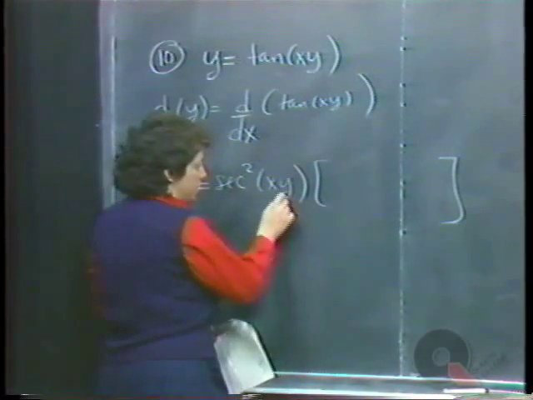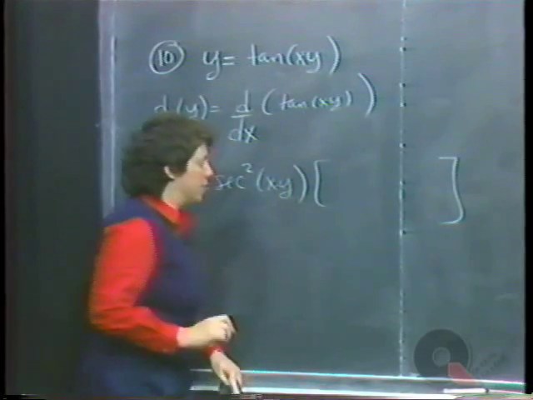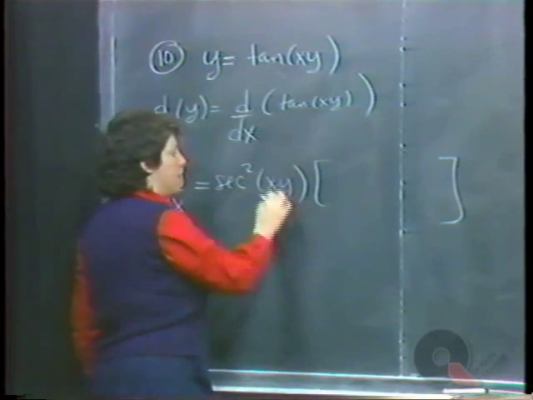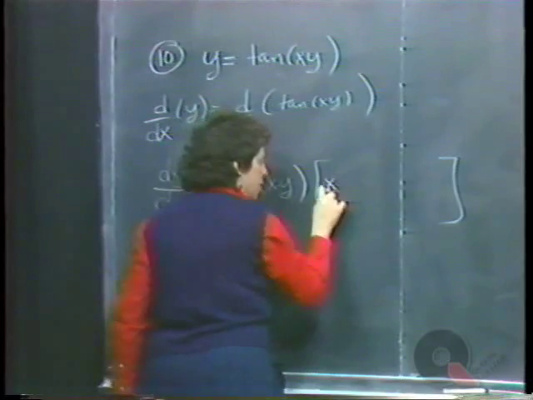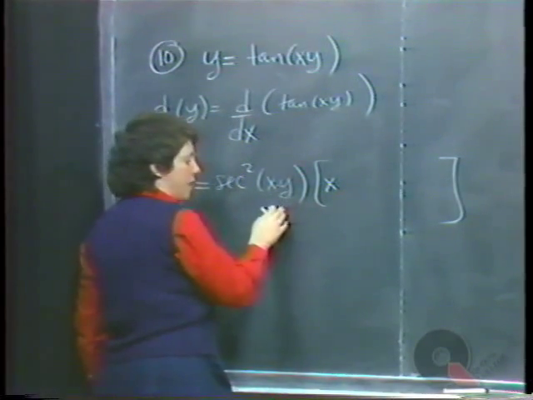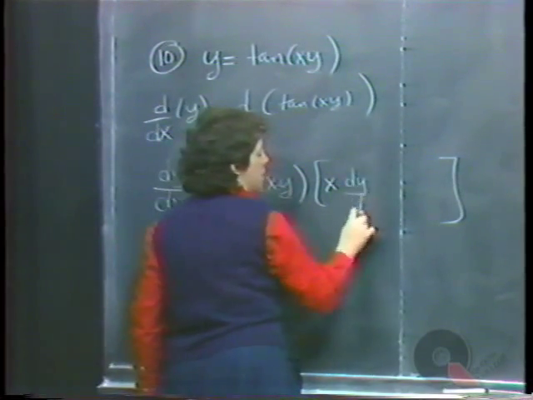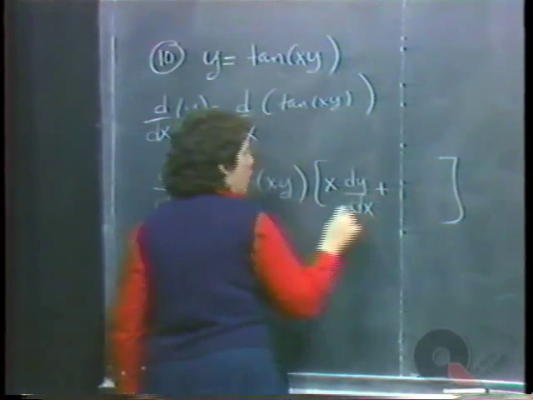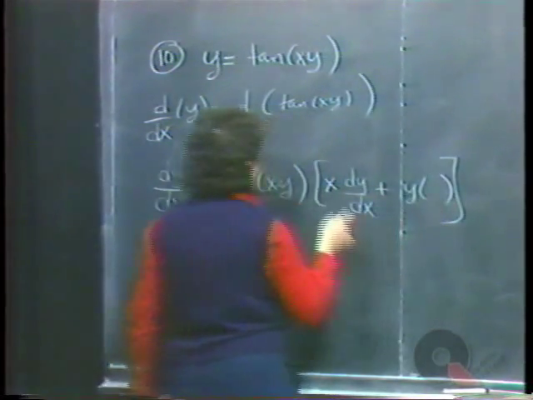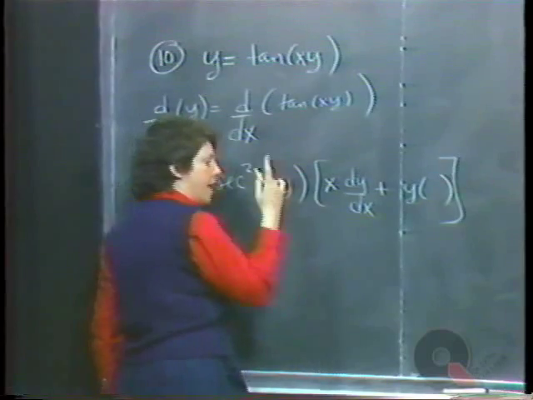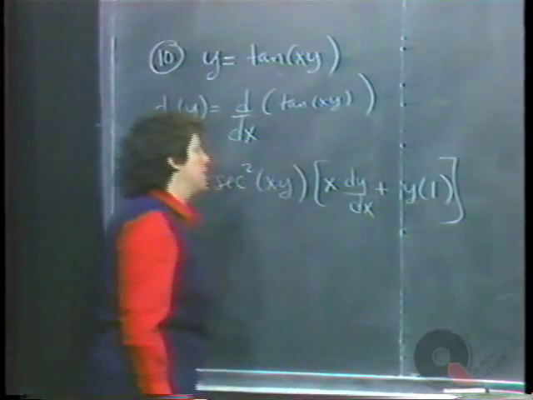But we have to differentiate the something, which is a product. So the derivative will be the first, x, times the derivative of y with respect to x, which is dy dx, plus the second, y, times the derivative of the first with respect to x, the derivative of x with respect to x, which is 1.